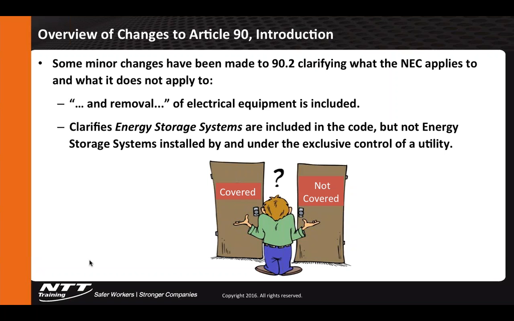Also in 90.2(B), on what's not covered by the code, they put the term energy storage systems in there. Now, don't panic, because there's a whole new article on energy storage systems. The clarification is that if the energy storage system is installed and controlled by the utility, then the NEC doesn't apply to that particular system. That should be no big surprise, because we already know that utilities are typically not covered by the code, and they fall under the NESC, National Electrical Safety Code, and other regulations and so forth.